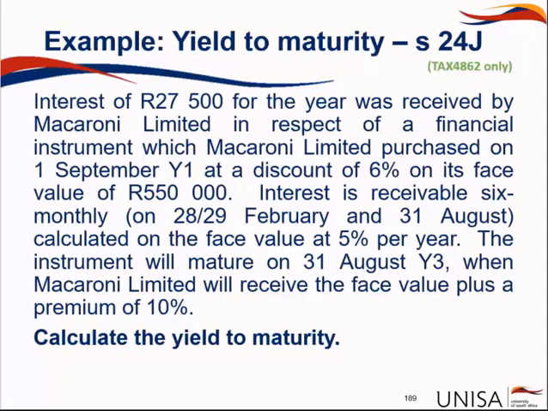Now you'll notice that this instrument was purchased at a discount, will be redeemed at a premium, and that is part of the reason why we would have a yield to maturity that will be different to the 6% that we are told in the example itself. You'll need your financial calculator in order to calculate this.